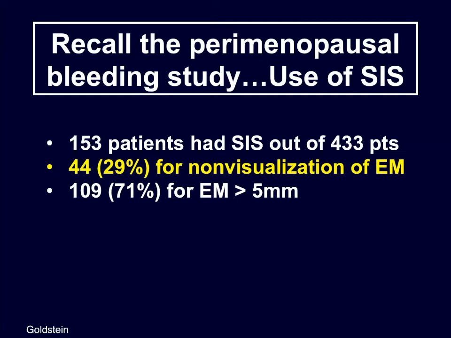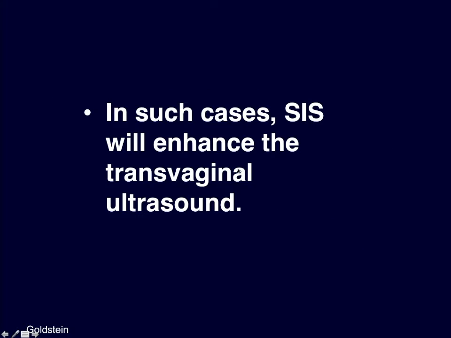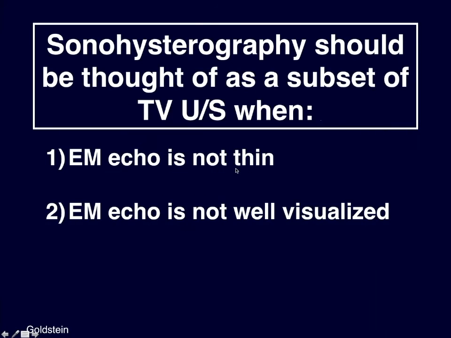And recall that perimenopausal bleeding study that I told you about. Remember, we said there were 433 patients. 44 of them had sonohysterography for non-visualization. This was in perimenopausal women. Thus, 10.2% of perimenopausal women with abnormal bleeding had an endometrial echo that was not adequate to be used diagnostically without saline infusion. And in such cases, the SIS will enhance the transvaginal ultrasound.